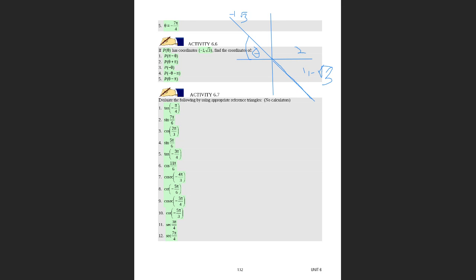Okay, let's start again. I don't think you are following. You understand this coordinate? This coordinate is x and y. So here is negative 1 and √3.